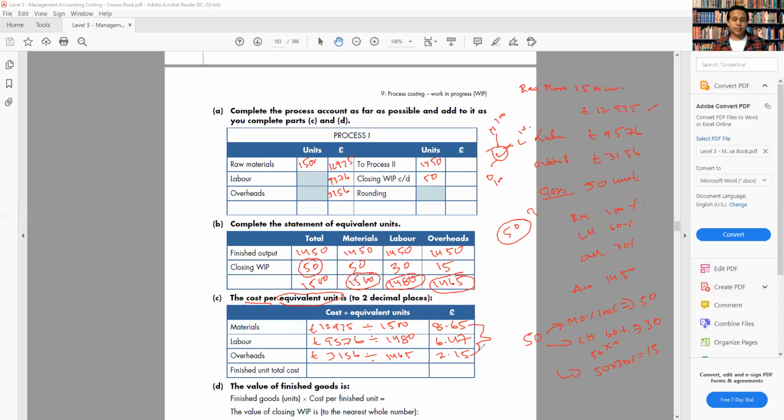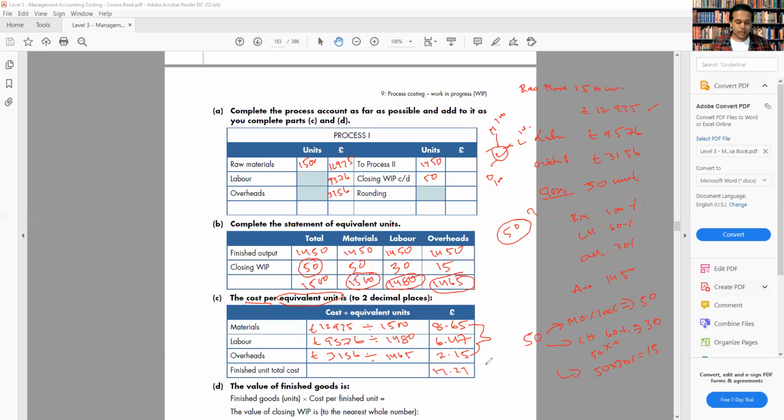So if I add material, labor, and overhead, that will give me the total of one unit. And this one I have to multiply on the top, isn't it? So 17.27. So now I know the value of one unit. So 17.27. So now we know the value of one unit of the equivalent.